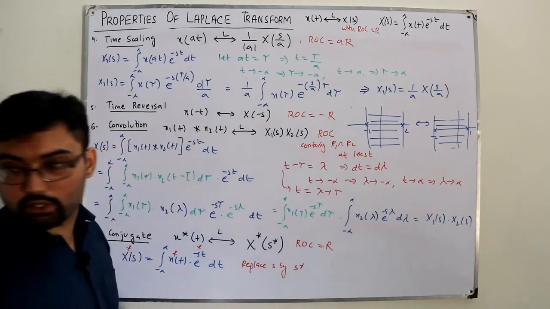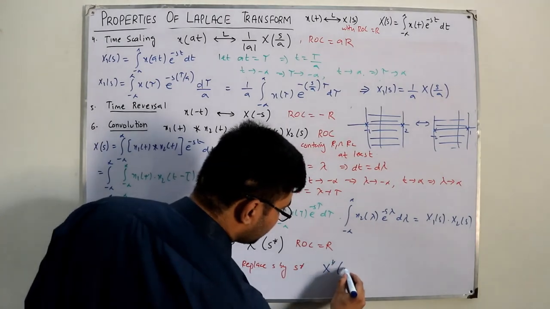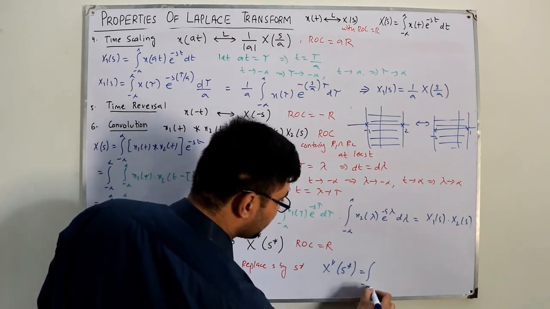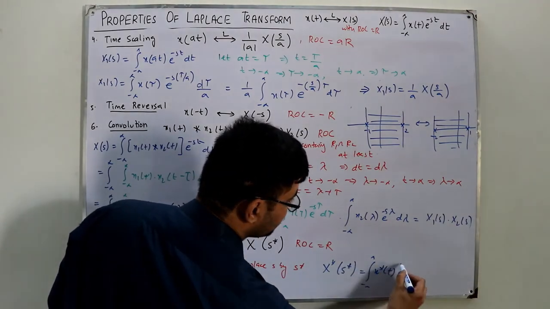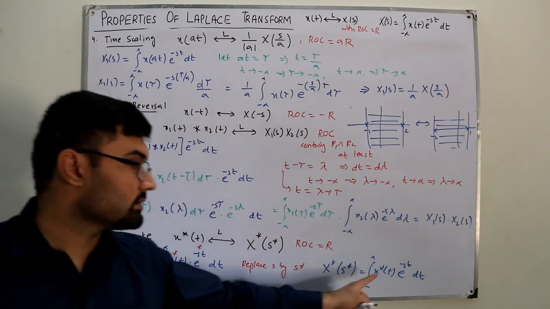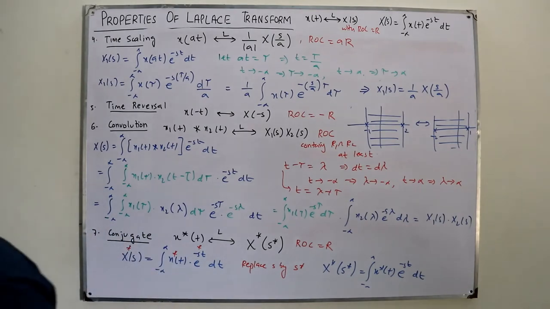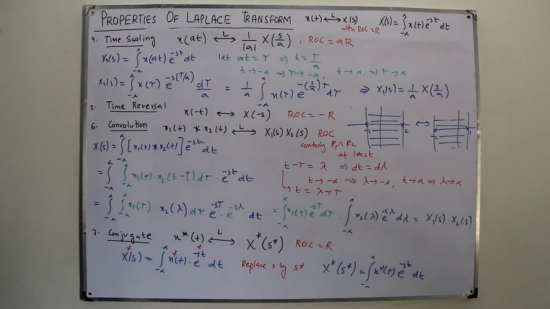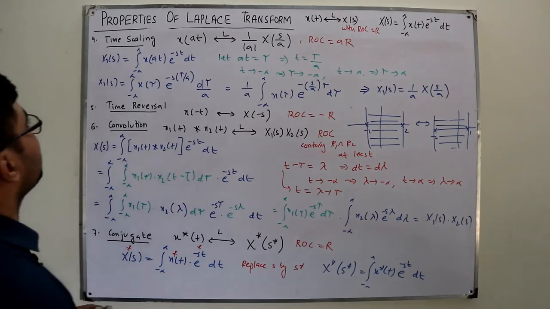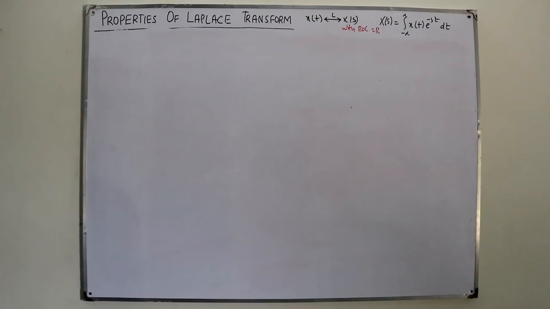Replacing s by s conjugate, which means that now I would have x conjugate of s conjugate, and this would be equal to the integral from negative infinity to positive infinity of x conjugate of t exponential of negative st dt. The double conjugate is again equal to s. Now have a look, this is the Laplace transform for this x conjugate of t, and isn't it clear? It is. So before going into the next, I remove the board. Number seven is done. Okay, the eighth is the differentiation property. The eighth is the differentiation property.